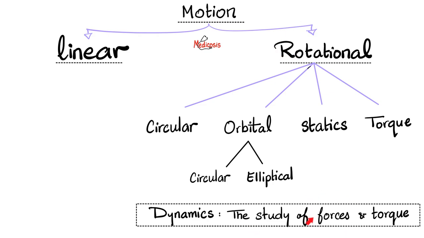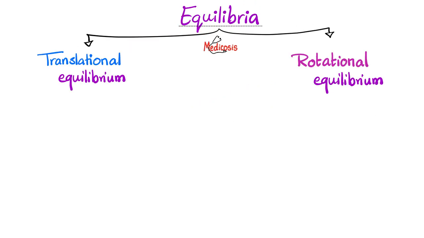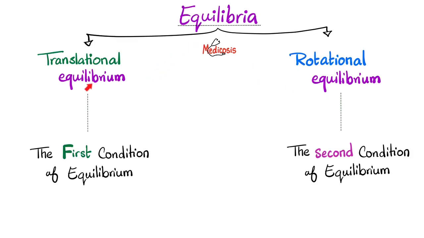The study of forces and torques is called dynamics. So we have statics and we have dynamics. Hence, static equilibrium and dynamic equilibrium. Equilibria, translational equilibria versus rotational equilibria. We talked about this before in the last video. Translational equilibrium creates the first condition of equilibrium, but the second condition of equilibrium has to do with rotational equilibrium. Since torque is rotation, we'll talk about the second condition of equilibrium.